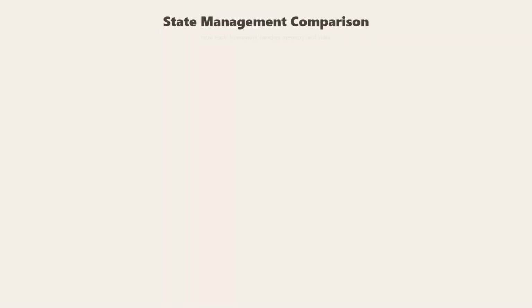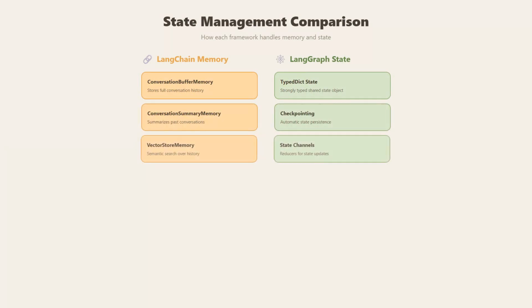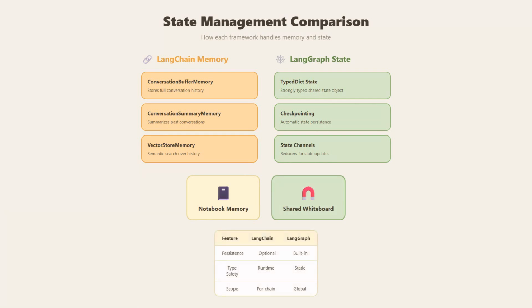Another crucial difference between these frameworks is how they handle state and memory. In LangChain, memory is handled through various memory classes. Conversation buffer memory stores the complete conversation history, which is great for short conversations, but can get expensive for long ones. Conversation summary memory automatically summarizes past conversations to save tokens, and vector store memory uses semantic search to find relevant past interactions. These work well, but they're essentially bolted on to the chain structure.